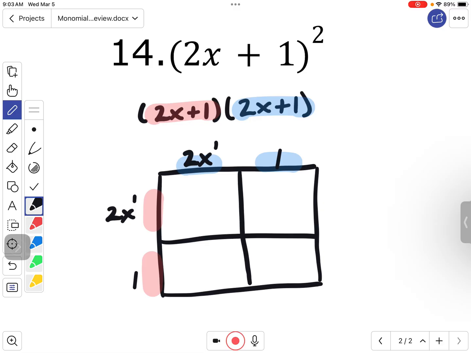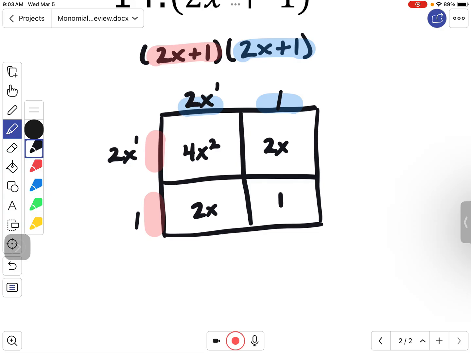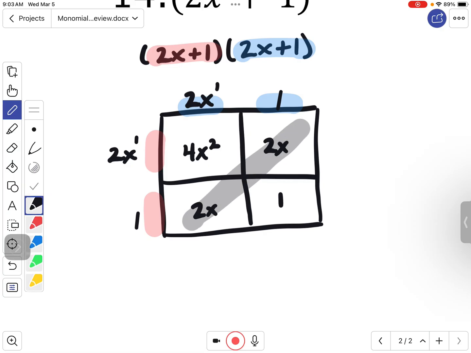Okay, when I'm on the top left box, 2x times 2x is going to give me 4x squared. If I'm on the bottom left box, 2x times 1 is just 2x. Top right, 2x times 1, 2x. And bottom right, 1 times 1 is 1. Okay, looking at those, I can combine these two because they both have an x on them. So I'm going to start with my highest power first, 4x squared plus 2x and 2x is 4x plus 1.